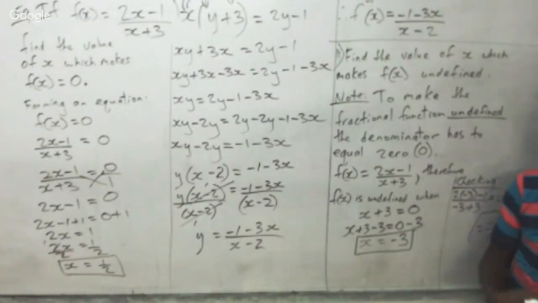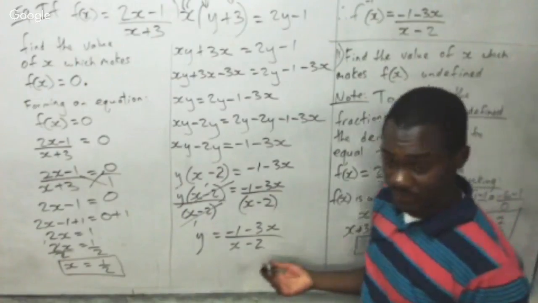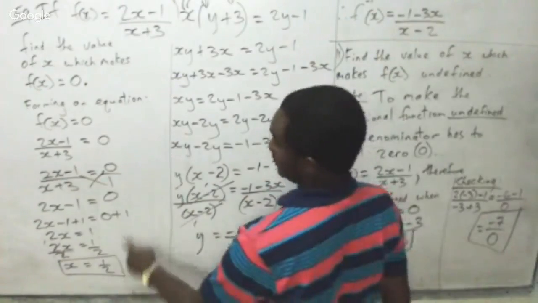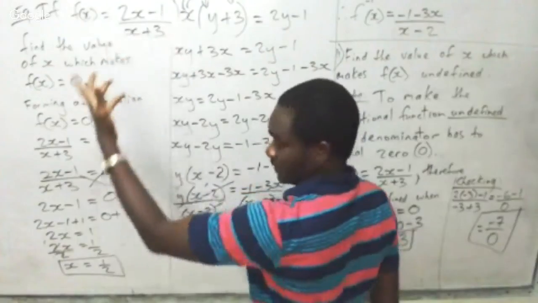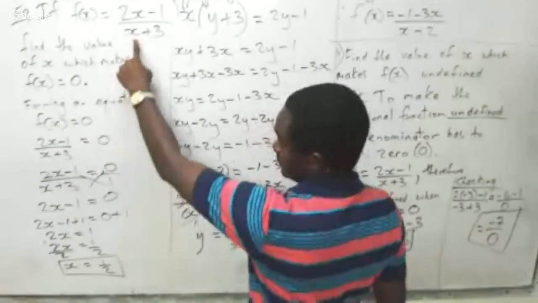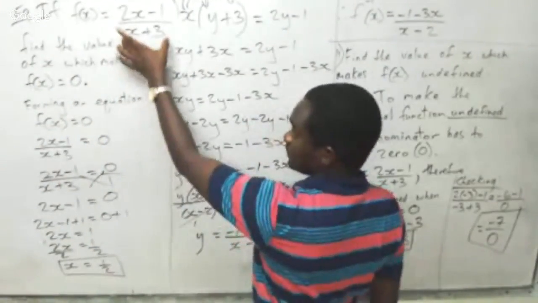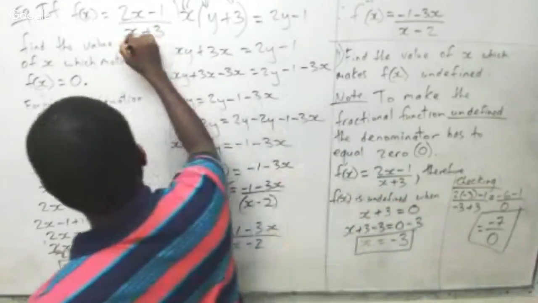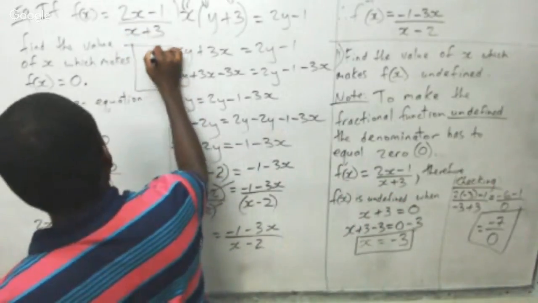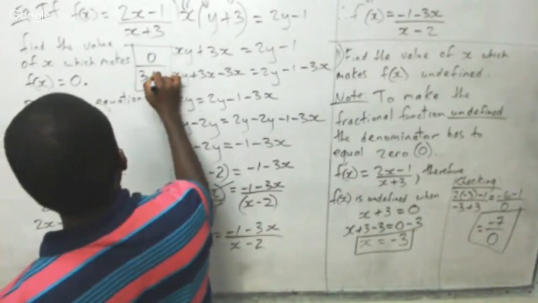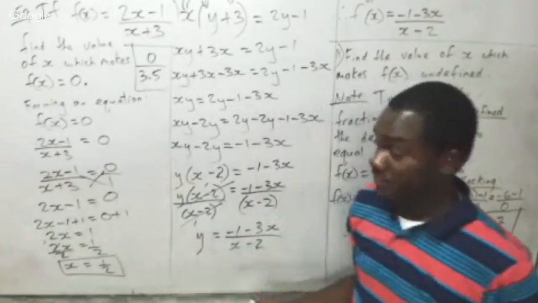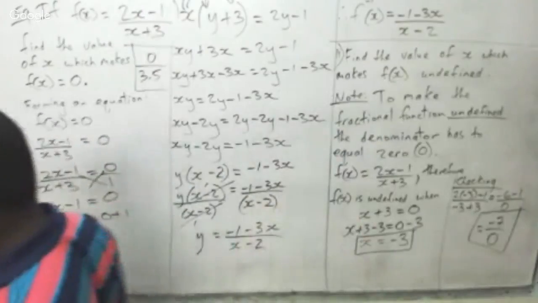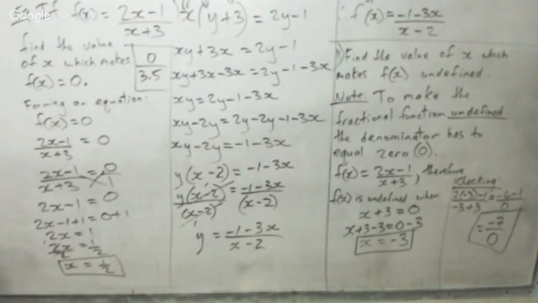If your numerator is 0 and you divide by some value, look at it. The denominator is going to be a half plus 3, which is 3.5. So you end up with 0 divided by 3.5. 0 divided by anything is what? 0.